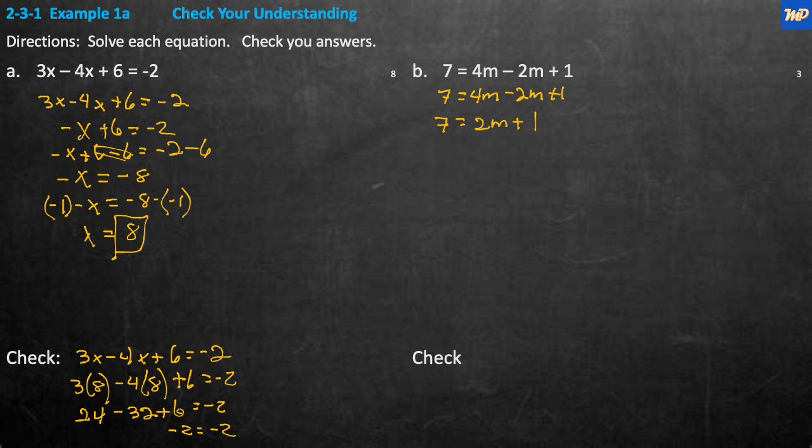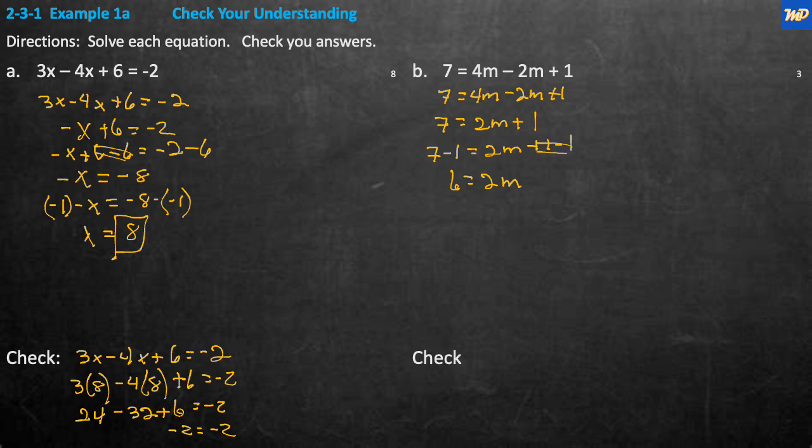Now we have to get the m variable by itself, which means to remove the 1 from the right-hand side and move it to the left-hand side. We do that by using the subtraction property of equality. So we're going to end up with 7 minus 1 is equal to 2m plus 1 minus 1. Now you add these, we're going to get 6. 7 minus 1 is 6 equals 2m, and the plus and minus 1 give you 0.